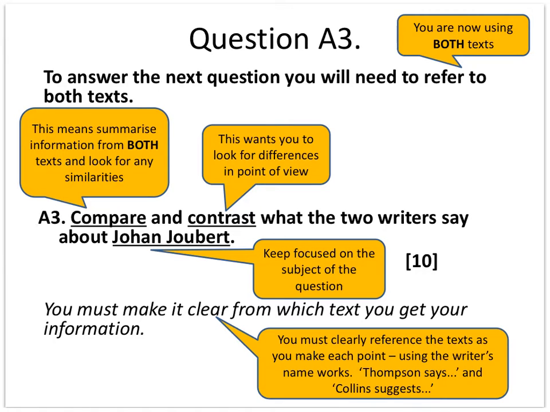Okay, so this question, the A3 question, will ask you to look at both texts. And this means that you need to summarise information from both texts and look for any similarities. This wants you to look for differences in point of view. And when it looks at Johann Joubert, it's to keep focused on the subject of the question.